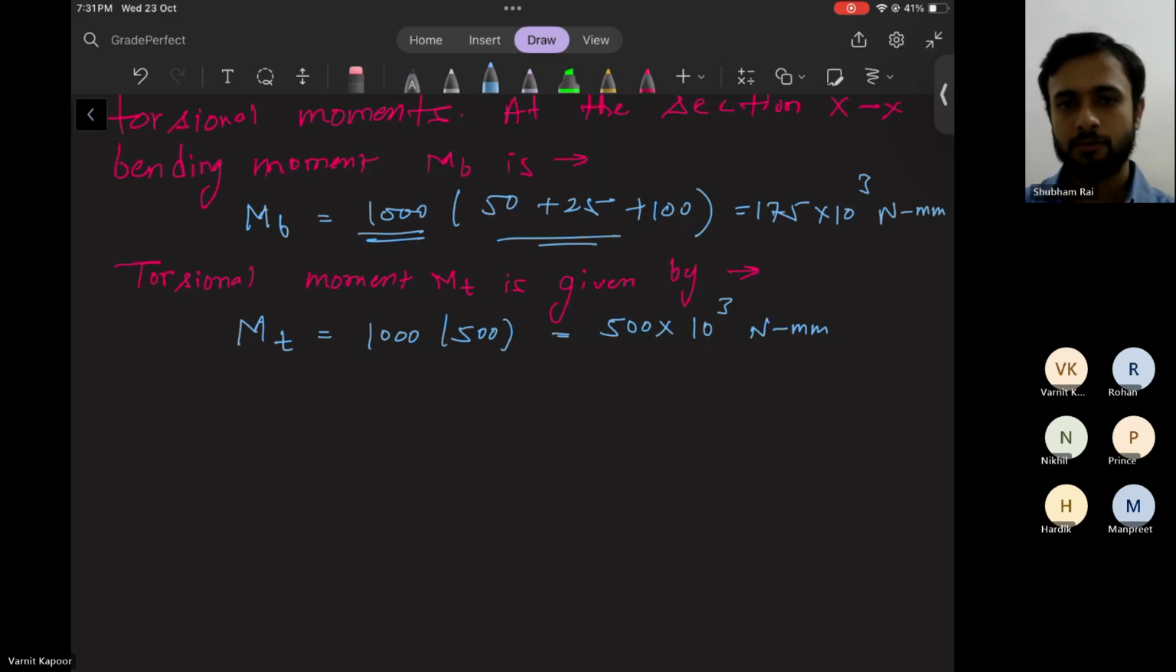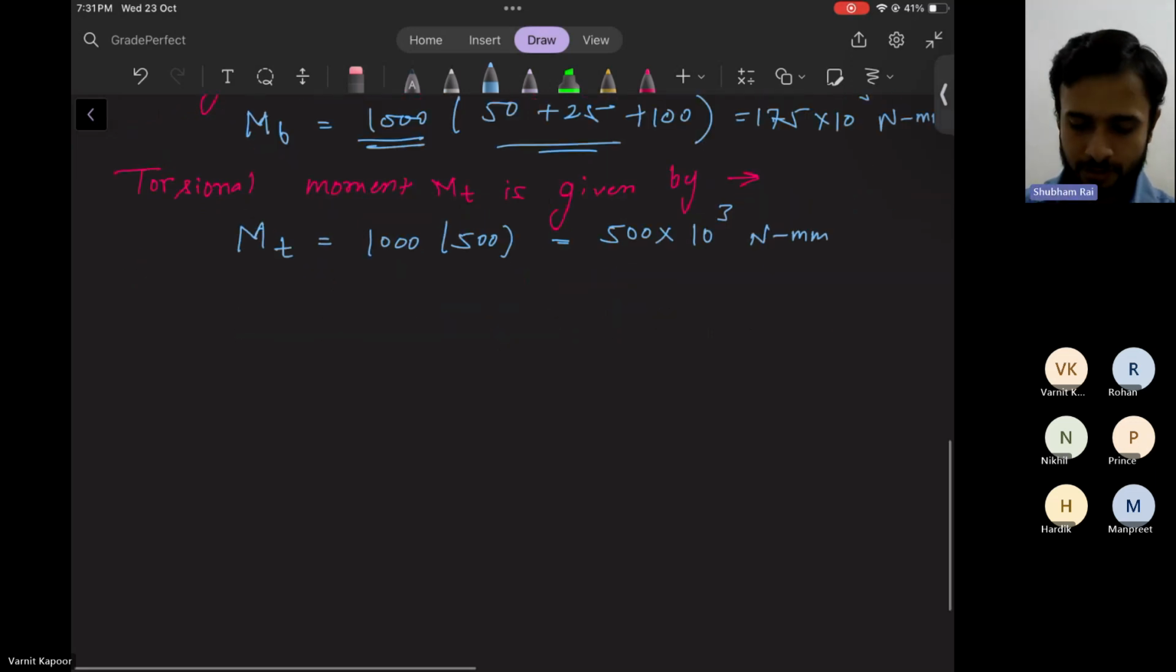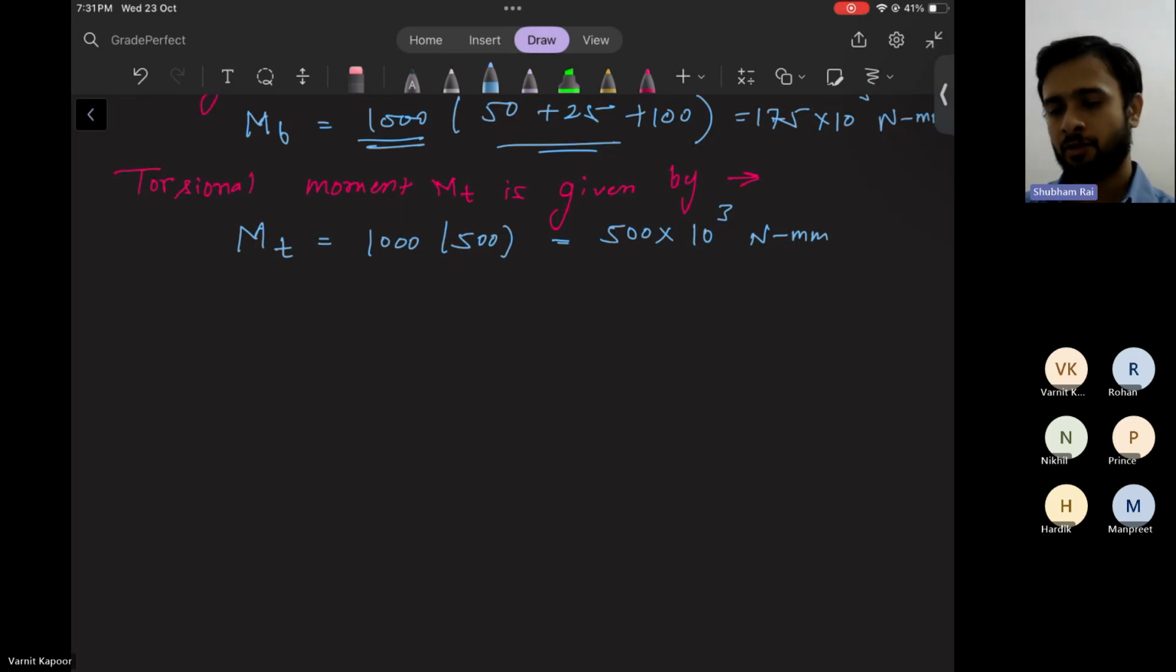Now you have this torsion moment. Now you have to find stresses due to both of these, and then you have to find shear stress. Stresses due to bending moment will be tensile stress, and stress due to torsion will be shear stress. Then you can draw a Mohr circle, and with the combination of these two stresses, you have to find the maximum shear stress.